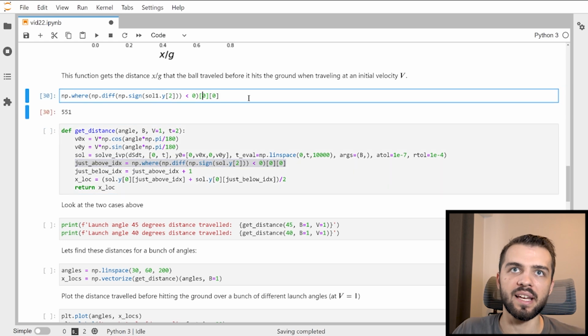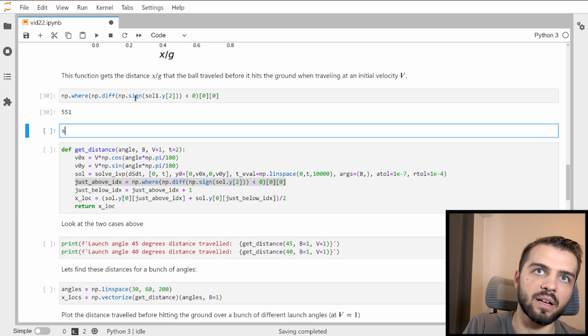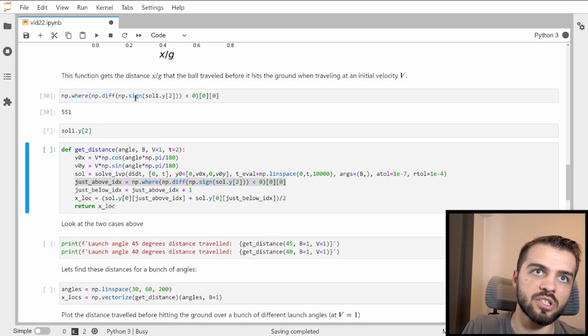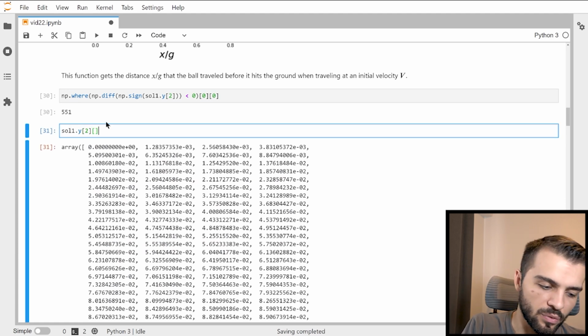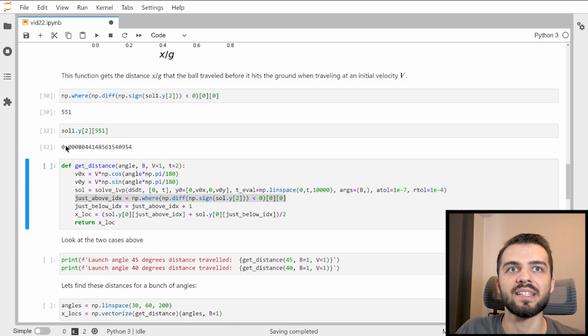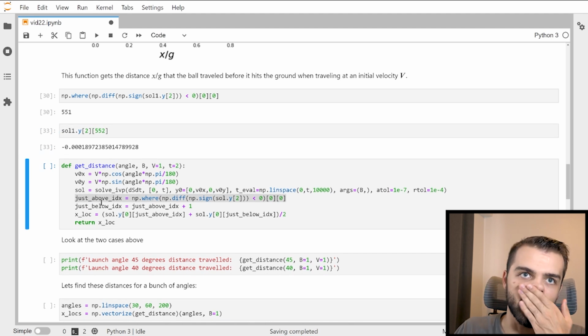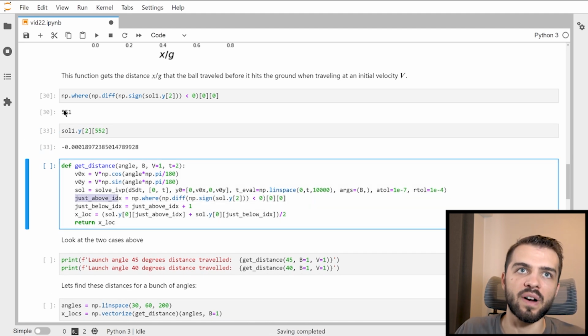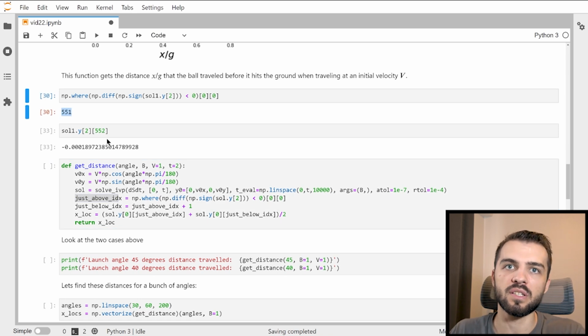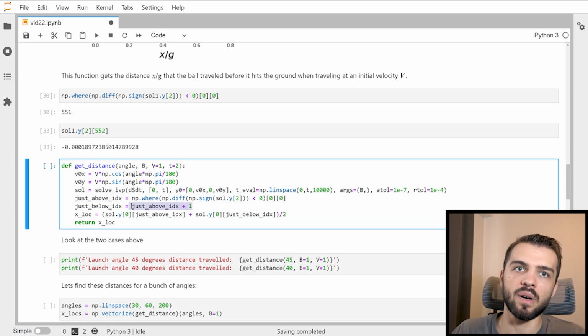And if I look at this index, so this is 551, and I go sol1.y2. This is just the array. And I look at the 551st index, I can see that it's just positive. 552nd is just negative. So I call that the just above index is 551. The just below index is 552. So that's just that plus 1.